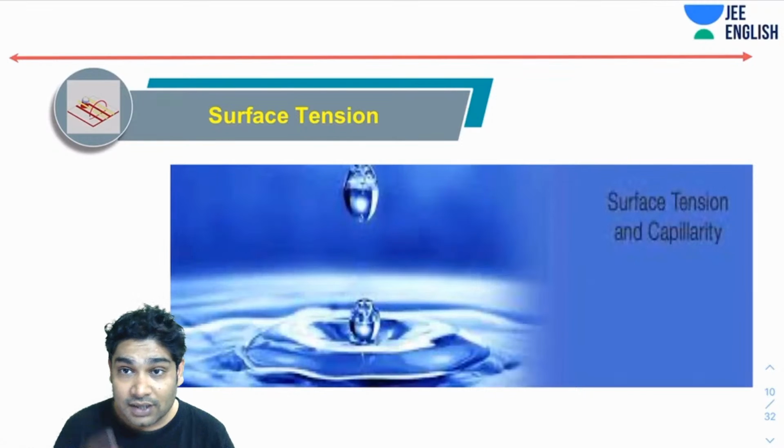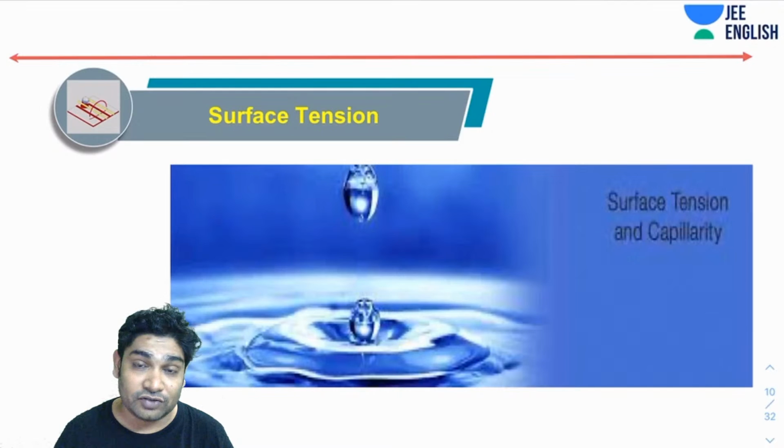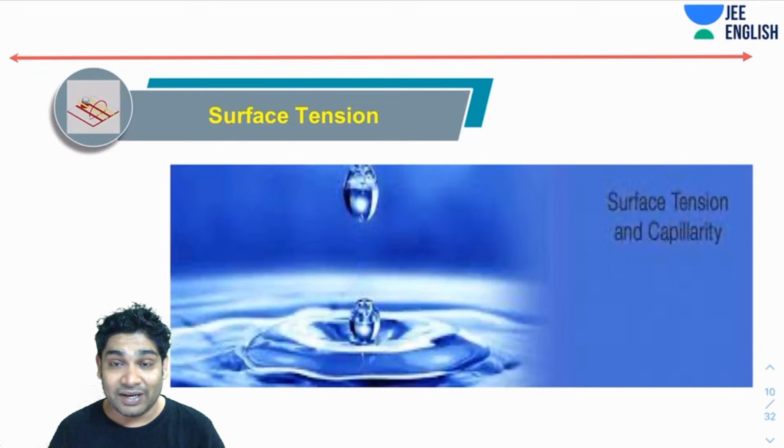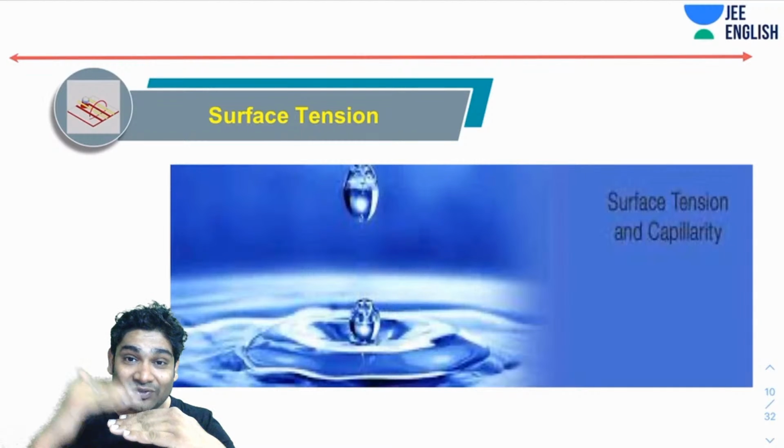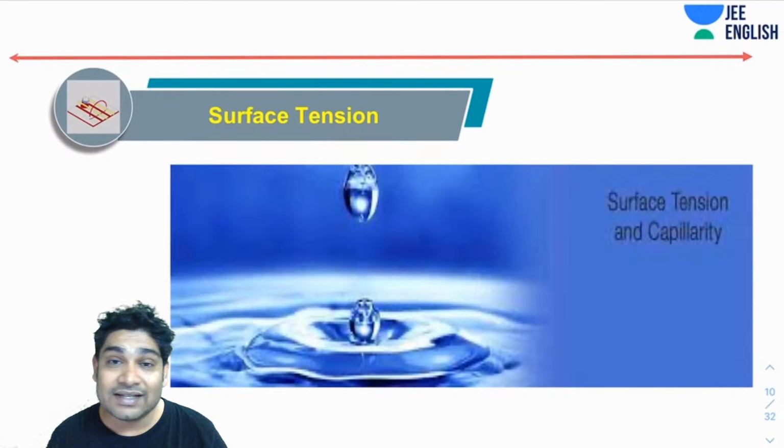We talked about surface tension being the force because of which the entire free surface of the liquid behaves as a stretched membrane. The free surface of the liquid is the liquid surface which is in contact with the air. Now, why does it happen?